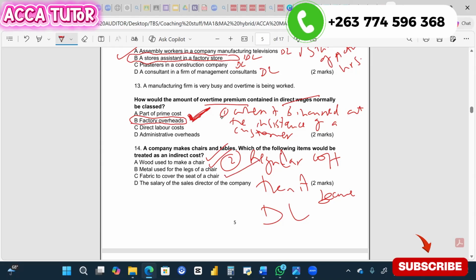The salary of the sales director of the company, obviously this one is an indirect cost. It's almost like a selling cost. Do you understand?